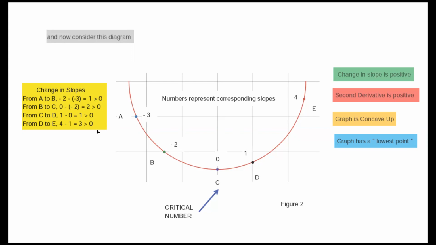So when you have a graph like this, the change in slope is positive. Again, change in slope is the second derivative. So the second derivative is positive. That means it's concave upward. Again, we'll make use of that later, which is written in that little orange colored box. But the fact that it has a lowest point, in other words, a relative min, is important. So if a graph is shaped like this, its second derivative is positive and it has a relative min.